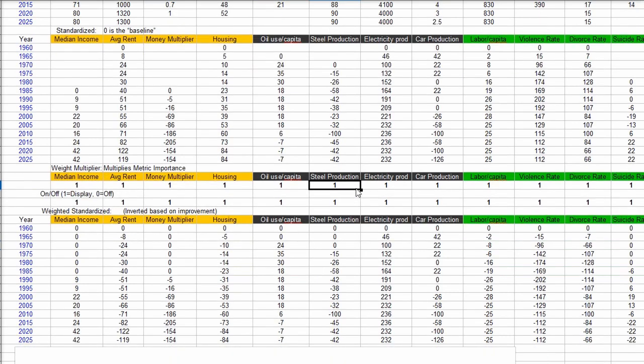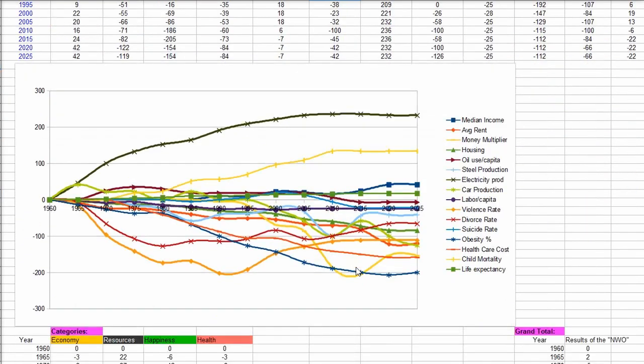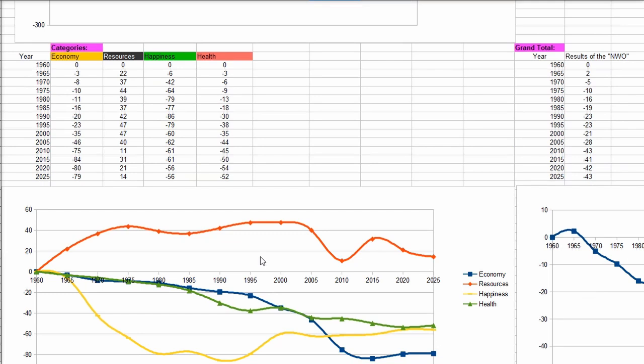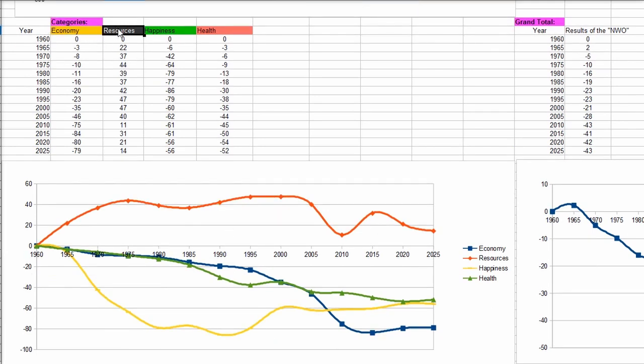So this changes the strength. See, it doubles the strength, turns it off. Very straightforward stuff. You can do that with all of your metrics. Here's all of the metrics seen individually. This is kind of a chaotic chart. Don't worry about it. Then we have our averages for economy, resources, happiness, and health. And then we take the averages of the averages, and that gets us our final number.